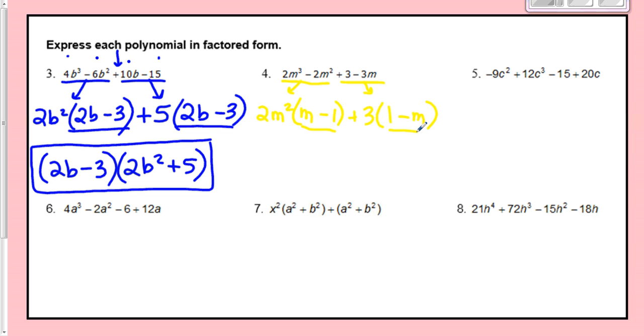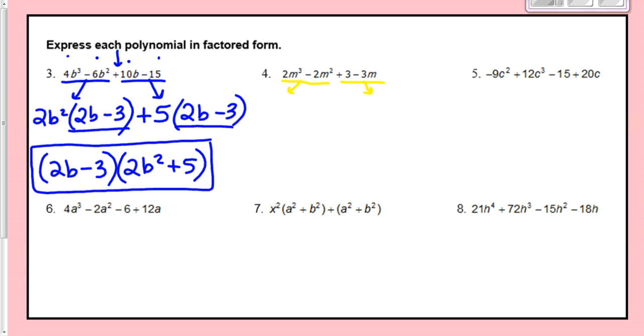Not the same at all, even though they look the same. On the left-hand side, we have a positive m and a negative 1. Here we have a positive 1 and a negative m, not the same. Okay, so I need to actually do some changing here, and I'm just going to erase. I would suggest that y'all just draw one line through this and start over underneath.